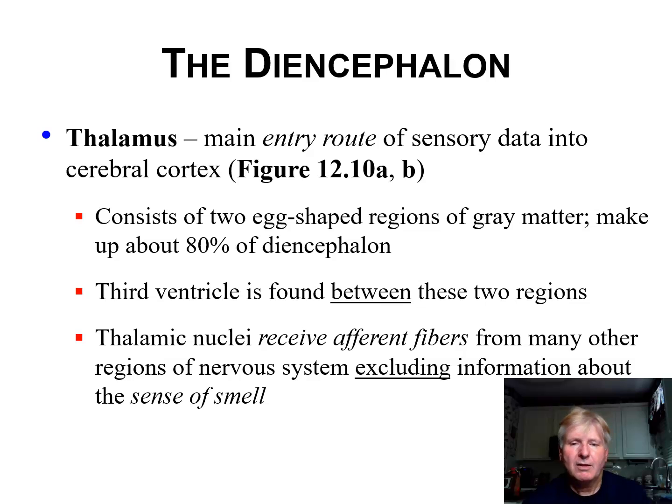The thalamus is your largest of the structures. It's the main entry route of all sensory data into the cerebral cortex. It consists of two egg-shaped regions of gray matter, which make up about 80% of the diencephalon. Your third ventricle is found between those two regions. And the thalamic nuclei receive sensory or afferent fibers from many of the other regions of the central nervous system, excluding information about the sense of smell. But all the other special senses like hearing, vision, vestibular, those are all going to be relayed in the thalamus.